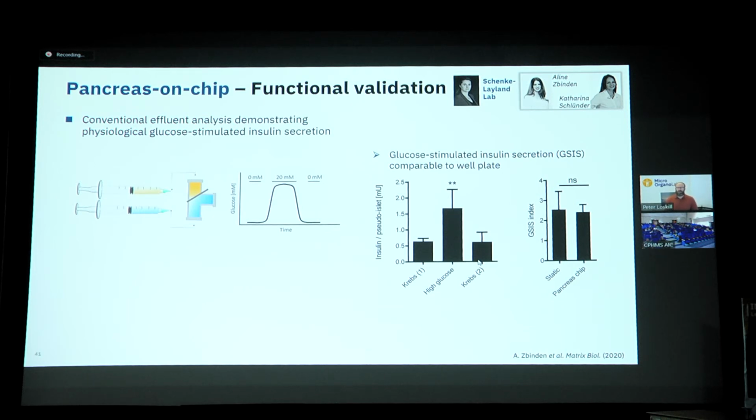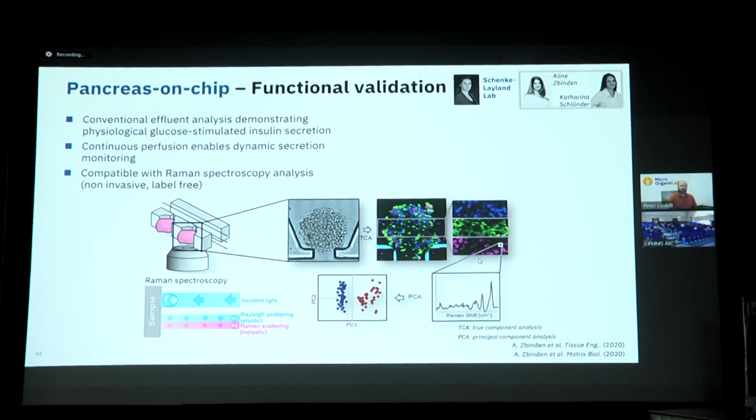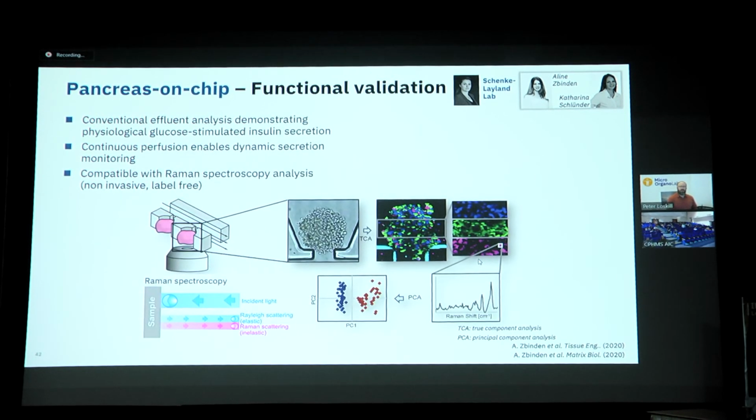So if you just look at it globally, you don't gain much over just having these islets in a well plate. However, the advantage is that you can really do time-resolved monitoring. So now we sample every 10 minutes or 50 minutes, and you can really see the kinetics of the insulin secretion. So that's one of the examples of the pancreas chip, even of the initial version. The other advantage is that you can combine it with complex analysis.